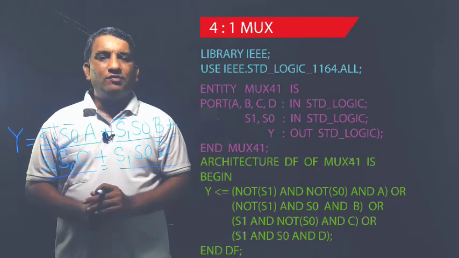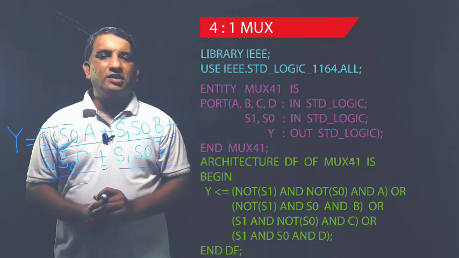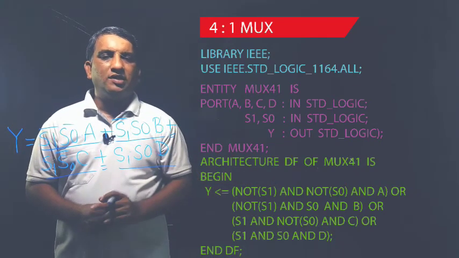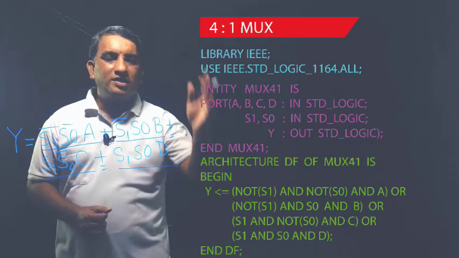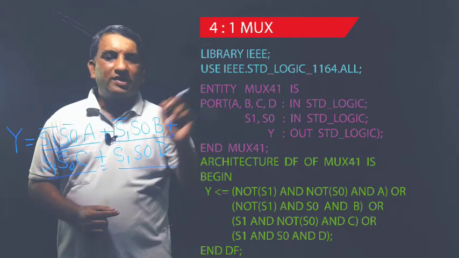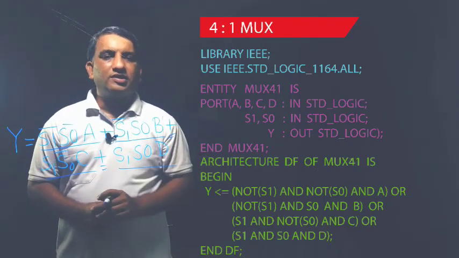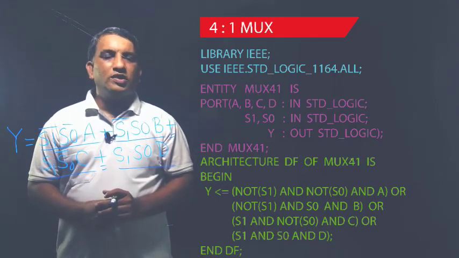Now finally I will put end and the name of the architecture, and the name of the architecture is DF. So I will write down end DF and semicolon. So in this way, in this program also we are having the 3 parts: 2 header lines, after that entity and then architecture. So in this way you can write down the VHDL code for 2:1 MUX and 4:1 MUX.